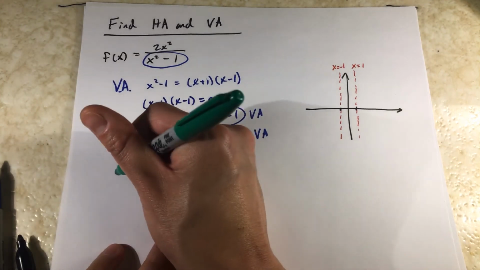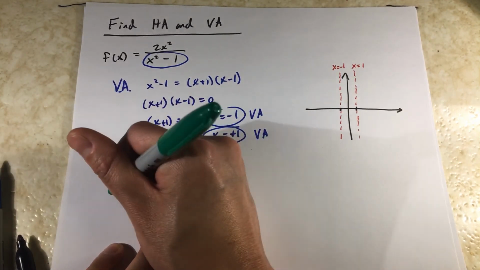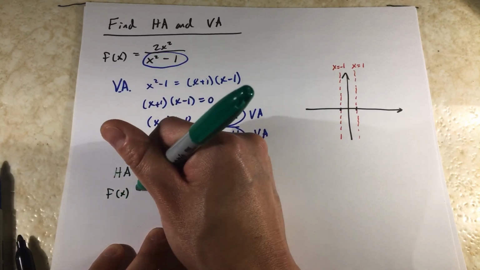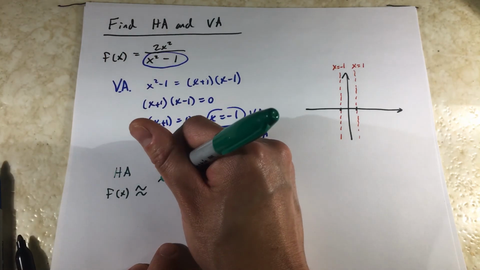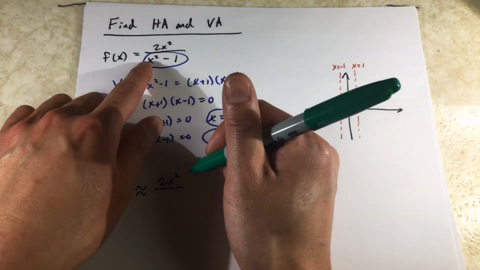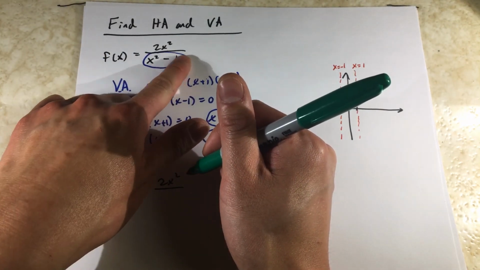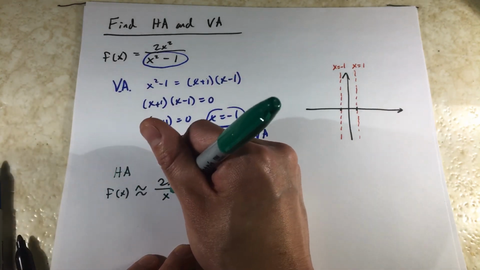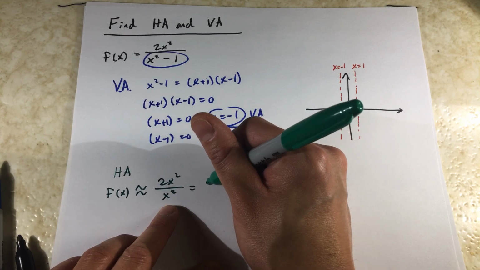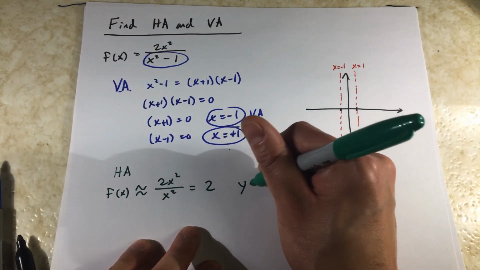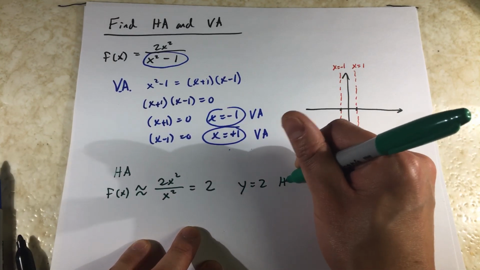All right, now let's look at our horizontal asymptote. What we do is we take the function and we approximate it by just taking the highest power of x. So I get 2x squared, and then I have x squared minus 1, so I'm going to ignore the 1 and just keep this x squared. And what happens when I do that approximation is the x squared cancel, and I just get 2. So I get y is equal to 2 is our horizontal asymptote.